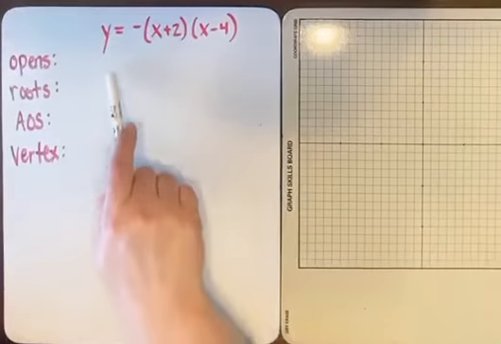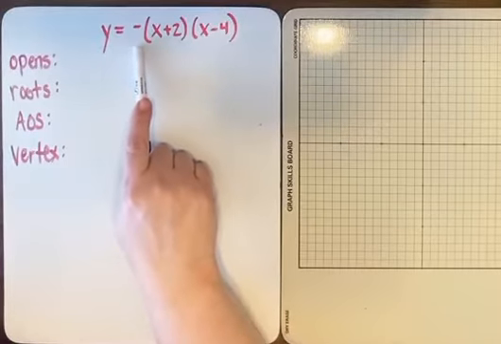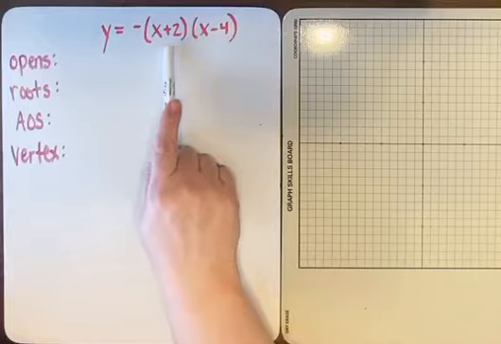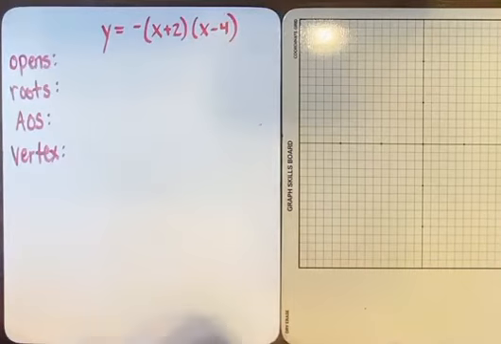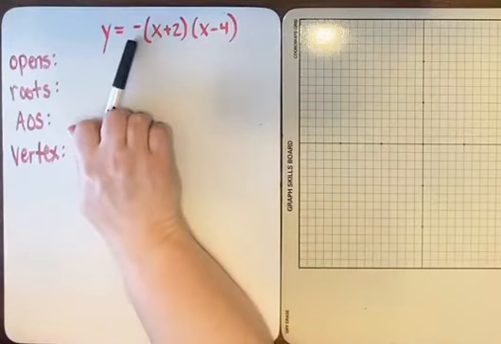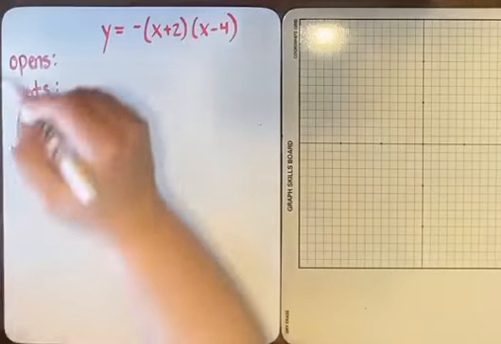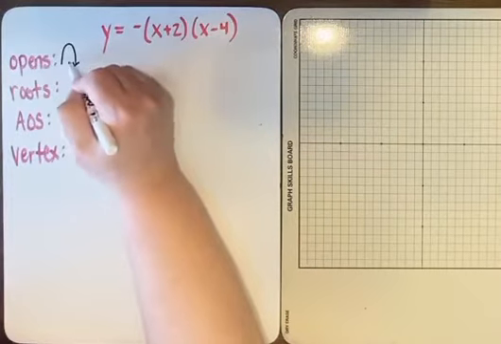Okay, in this problem we have the equation y equals negative times x plus 2 times x minus 4. So we have a quadratic equation given to us in factored form. And as soon as we notice in factored form that the a value is negative, then what we know is that our parabola opens down.